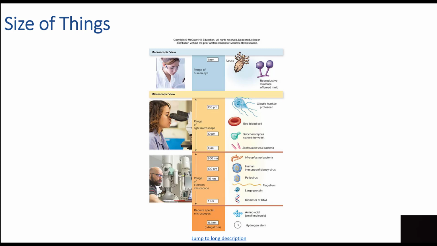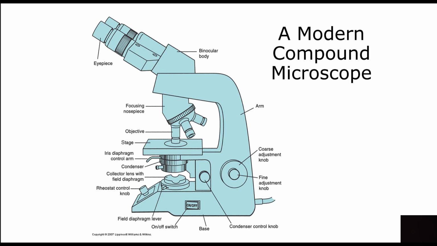So really, the area that we're concerned with is in this region here. Really at the 1 micron to the 200 nanometer range is the smallest we could do with a light microscope. And then we get into the range of the electron microscope, which we'll go over.